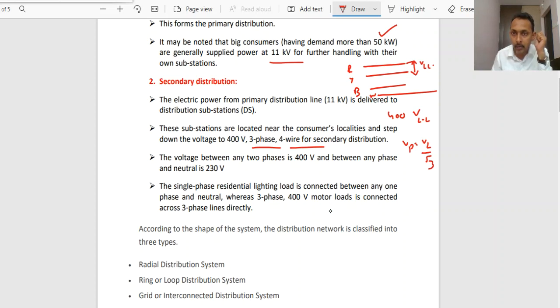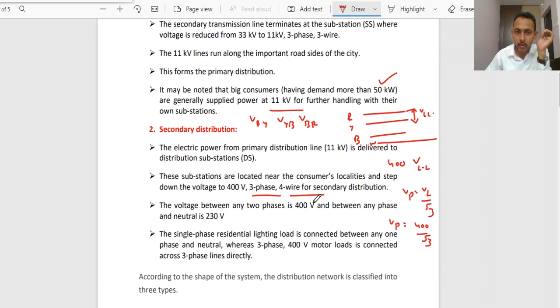So for example, in between two lines, if the voltage is 400 volts, now the phase voltage, that means in between the phase and the neutral, it will be 400 divided by root 3. That is the phase value. If nothing is specified, that voltage is called the line voltage. How do you understand the line voltage? It is in between any two lines. It can be in between VRY or VYB or VBR. In between any two lines, the voltage will be 400 volts, right? So this is about the primary distribution and secondary distribution.